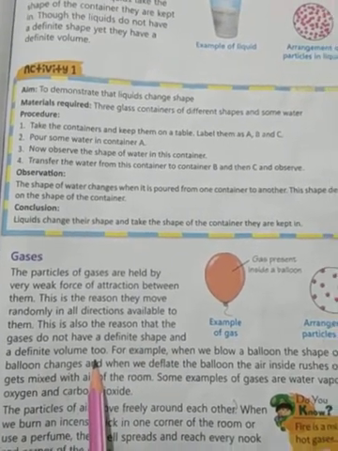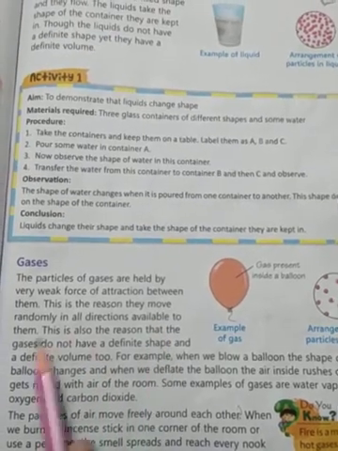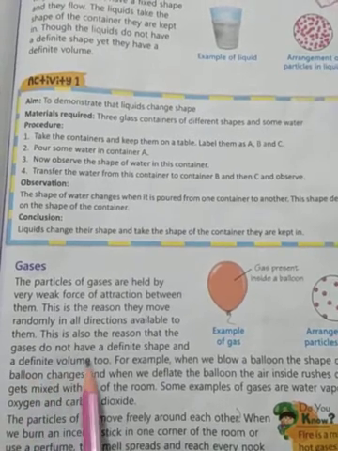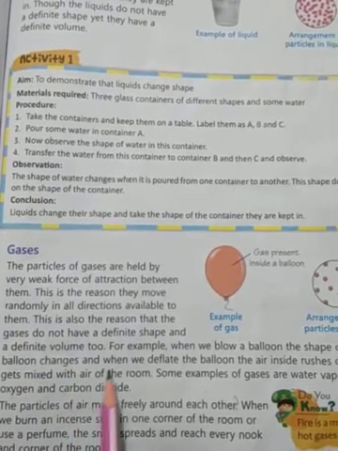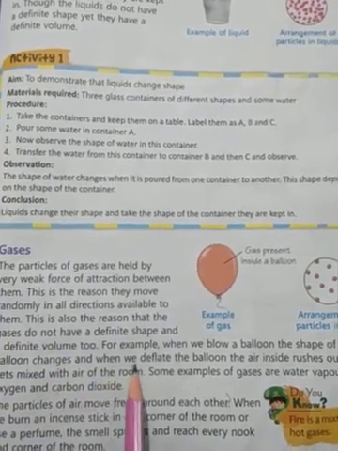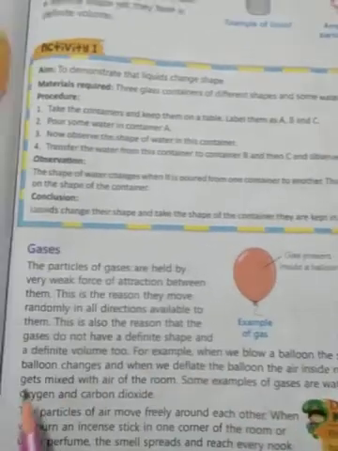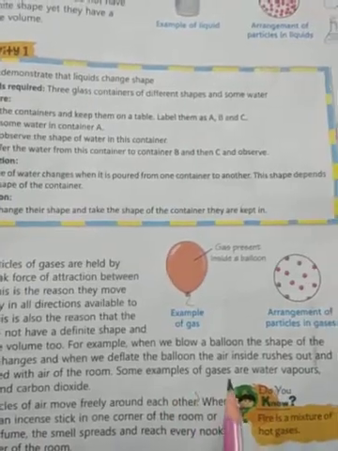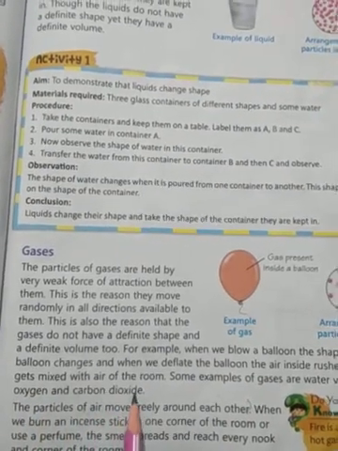We have to know that gases do not have a definite shape and also do not have a definite volume. For example, when we blow a balloon, the shape of the balloon changes and when we deflate the balloon, the air inside rushes out and gets mixed with air of the room. Some examples of gases are water vapor, oxygen and carbon dioxide.